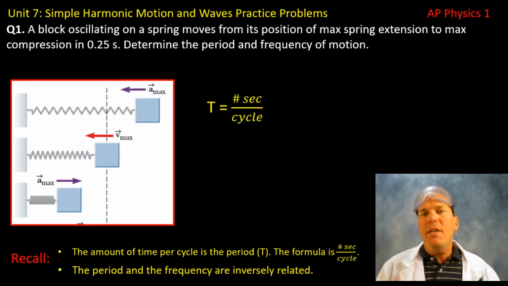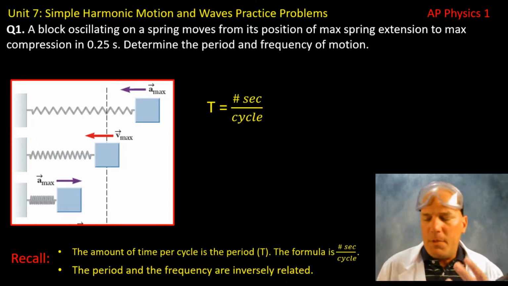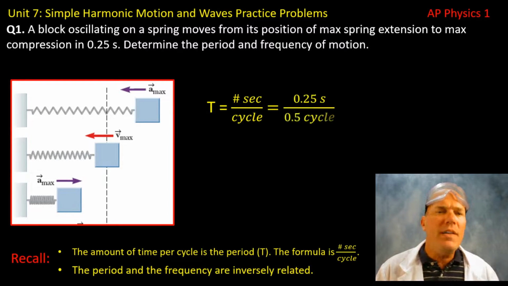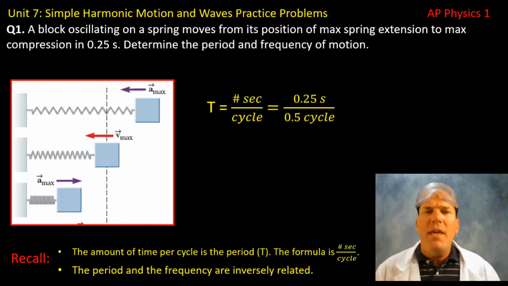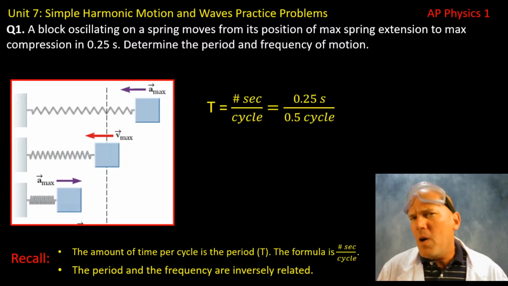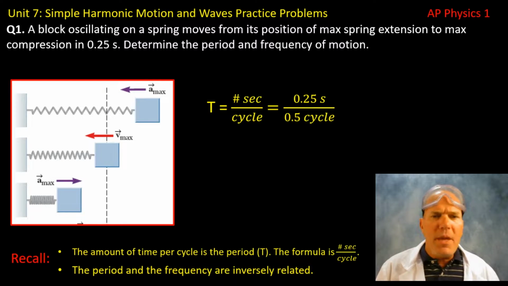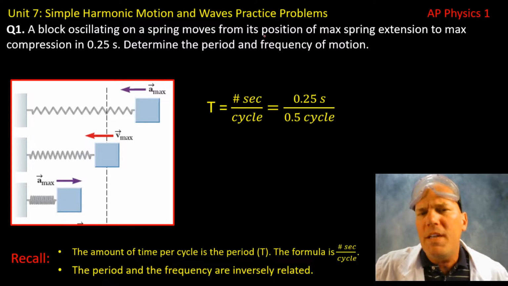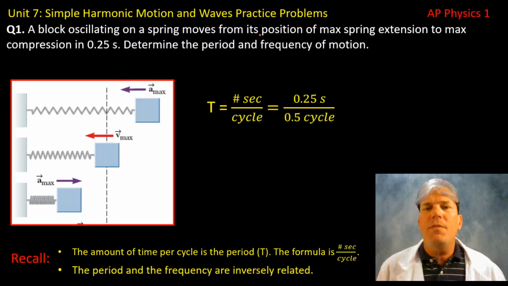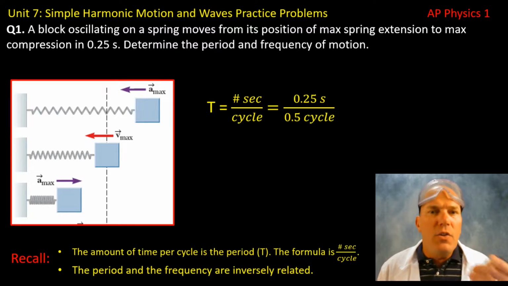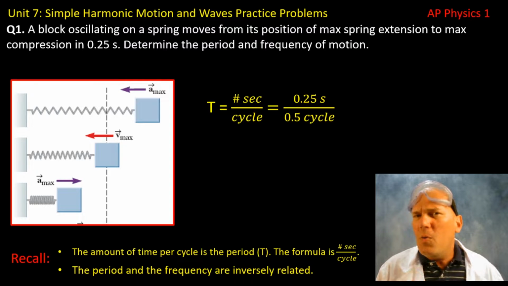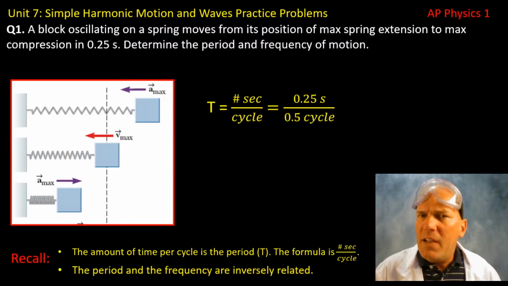So, period is the number of seconds per cycle. We are given the amount of time, and this is 1/2 of a cycle. Now, it's important to look for that information because we are told explicitly that it moves from max extension to compression. Well, that is only 1/2 of a cycle.